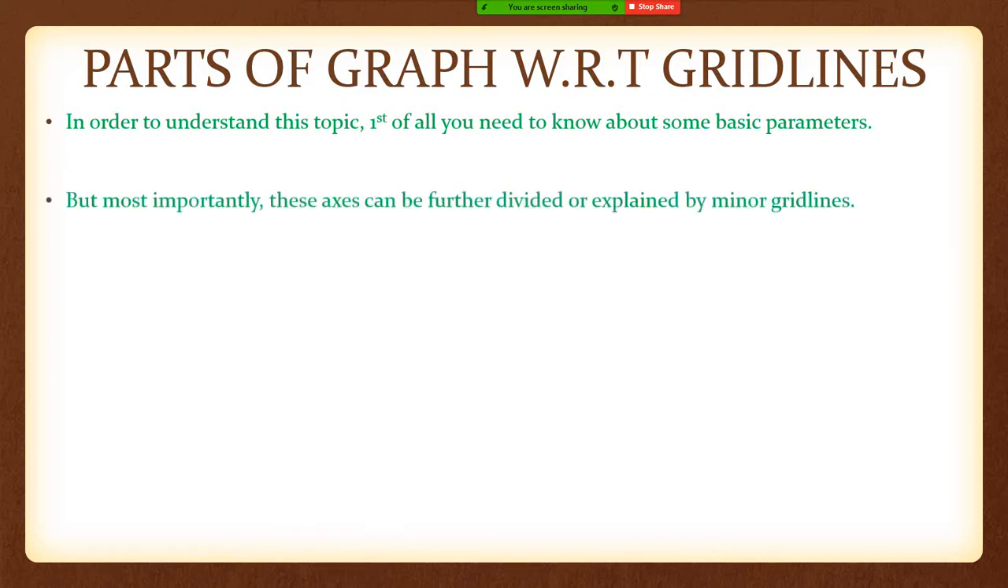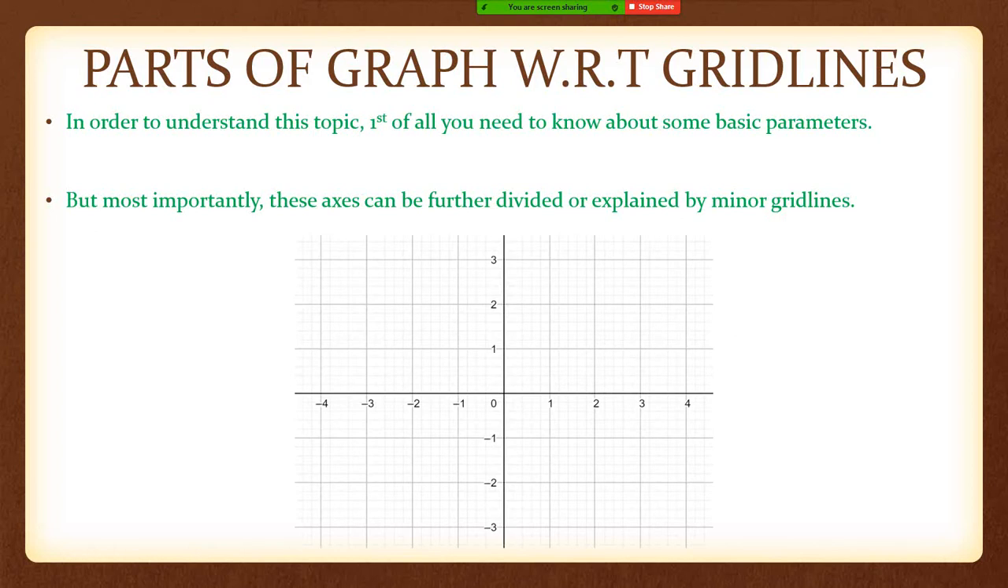But most importantly, for the most appropriate and accurate values, these axes can be further divided or explained by minor grid lines. Like you may see that we have divided the major grid lines into smaller, minor ones. So for the most appropriate and accurate values, we must have minor grid lines in our graph.